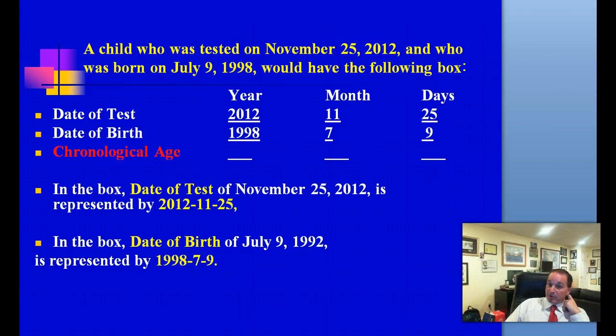Now, for date of birth, we know the child was born on July 9th of 1998. Well, same rules apply. Under the year, we know the child was born in 1998, so we put that. Under month, we know the child was born in July, so we have a 7 there. And under days, we know the child was born on July 9th, so therefore we put a 9 under the days column. So we now know the date of test is 2012, 11/25, and we know the date of birth is 1998, 7/9, and our job is to calculate the chronological age.